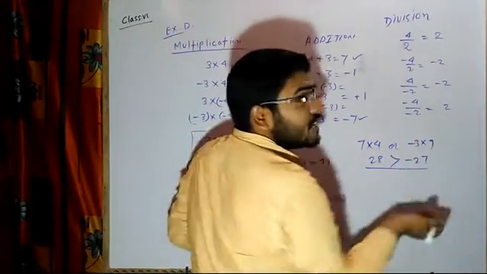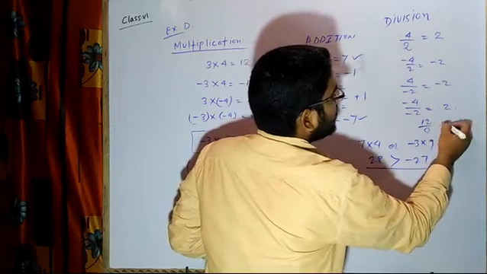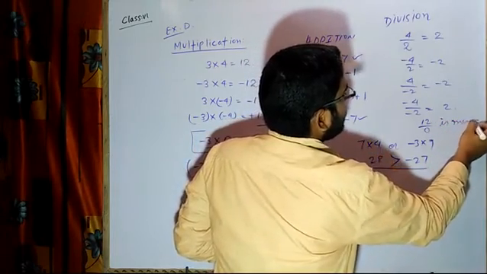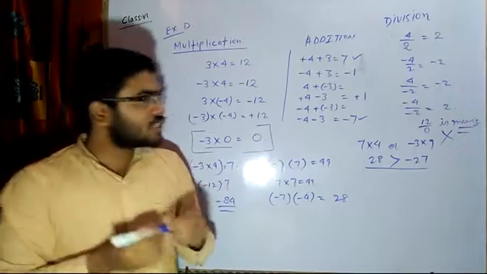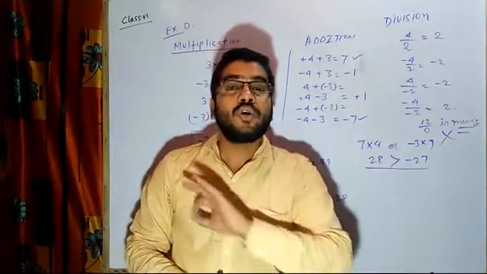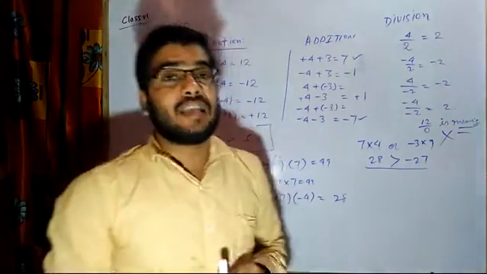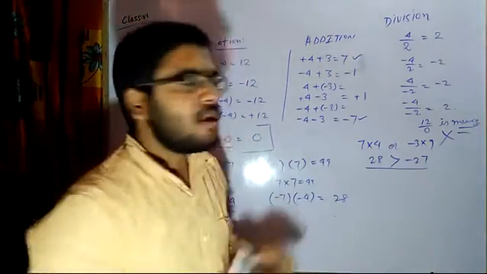But here if we divide anything by 0, like 12 divided by 0, it is meaningless. It does not have any meaning in mathematics. Any number divided by 0 means meaningless. The answer is not defined. You cannot state the answer. So wherever you say 12 divided by 0, the answer will be meaningless.